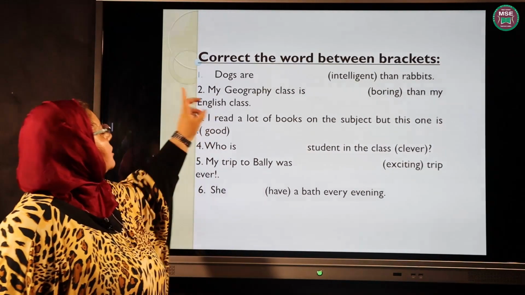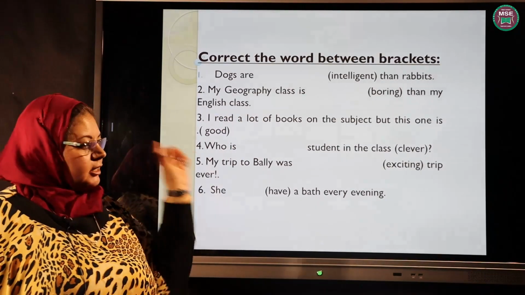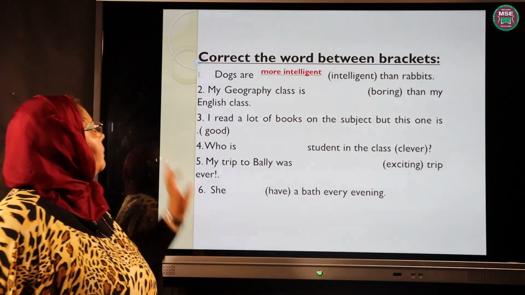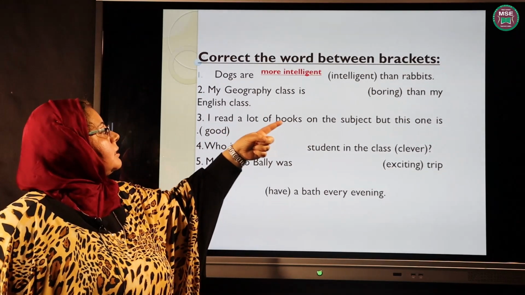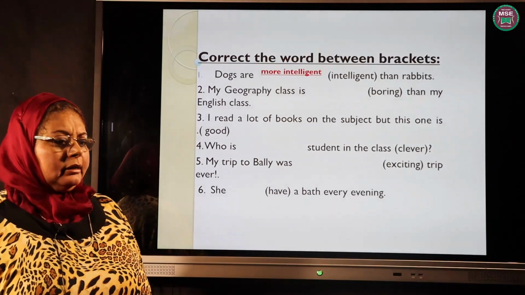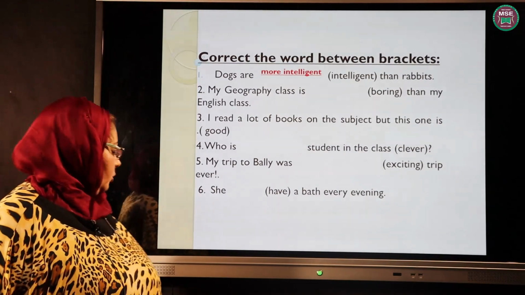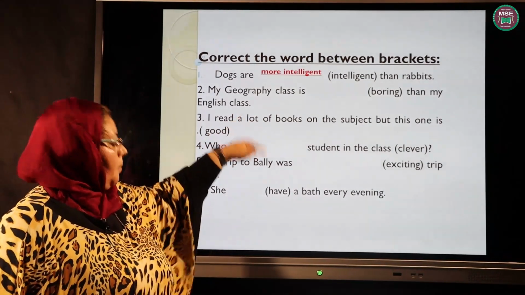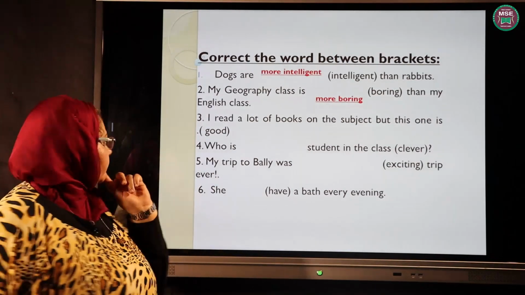Look at this sentence. Dogs are intelligent than rabbits. Intelligent here is a long adjective, so I'm going to use more intelligent. Here in this sentence, my geography class is boring than my English class. I'll give you a second to think. Okay, here I'm comparing two things. I'll use more boring than because it's a long adjective.